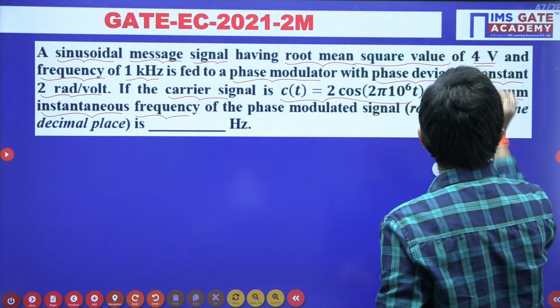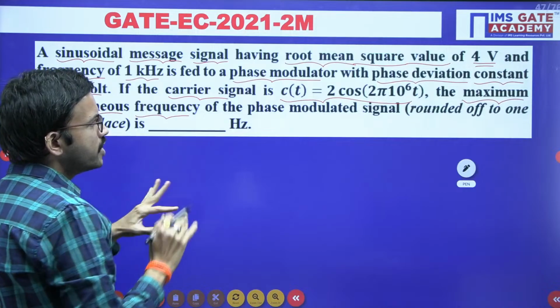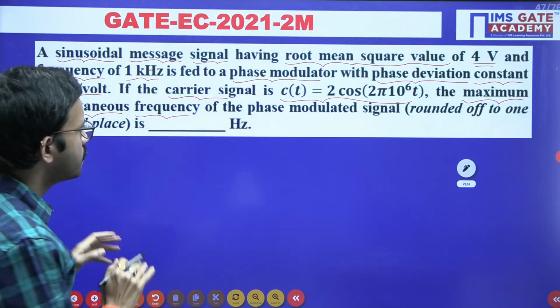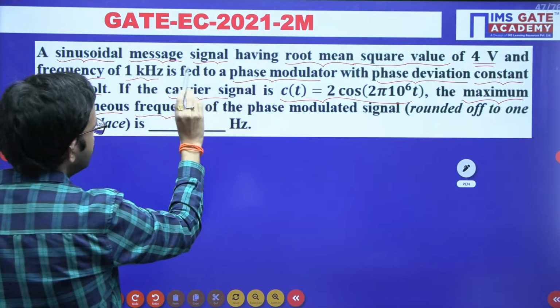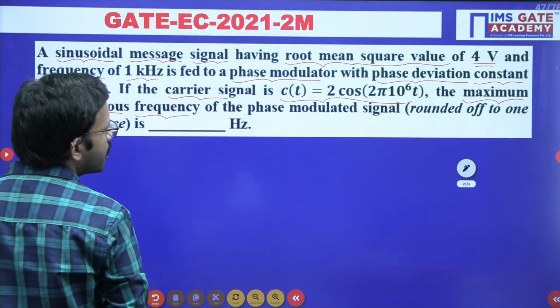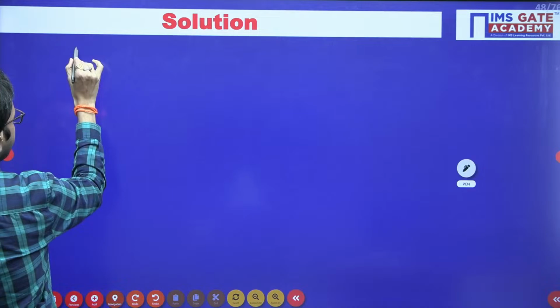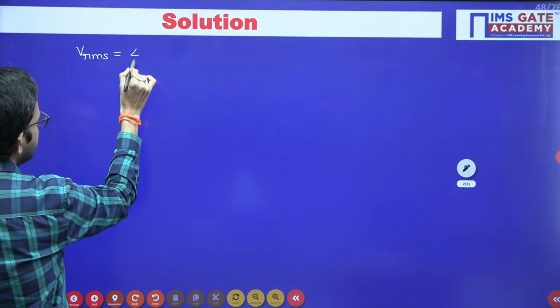Okay, so first of all, write down the given data. From that we can calculate one parameter, and then whatever they are asking we can calculate exactly, after a few iterations. Right. So first of all, regarding the message signal, they have given the RMS value, root mean square, as 4 volts.